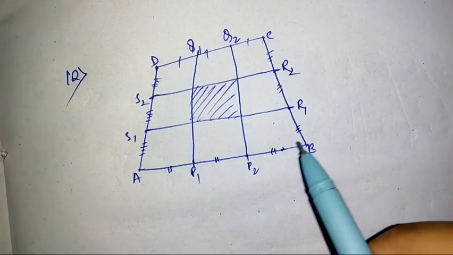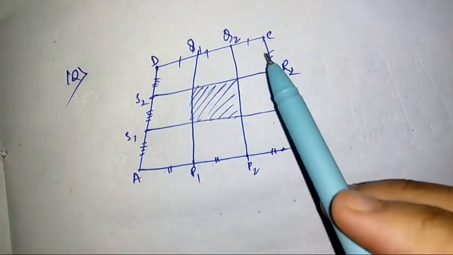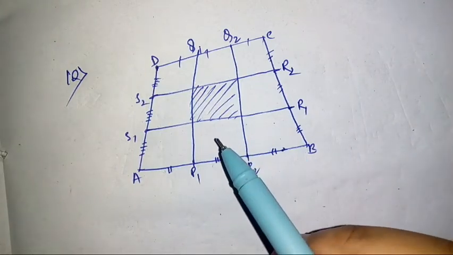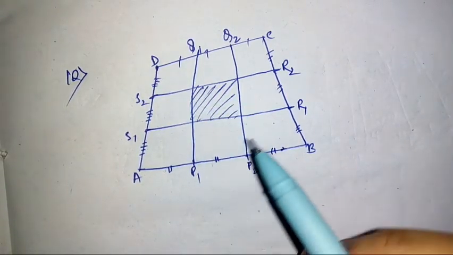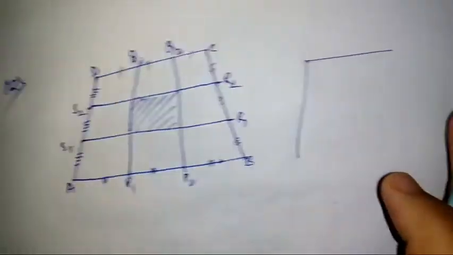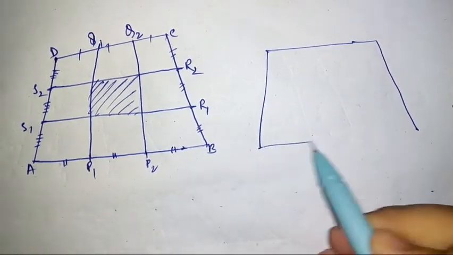Now let me discuss a very different type of question. It is given that ABCD is a quadrilateral, and these points are the trisection points of its corresponding sides. Then we have to find the area of this region. To find the area of this region, we have to first find the area of this region. So let me redraw the figure.